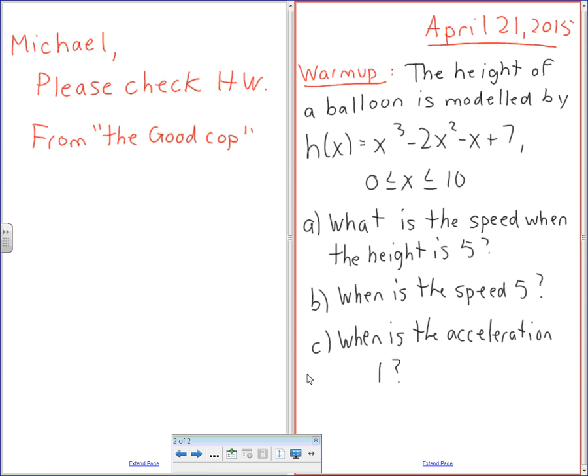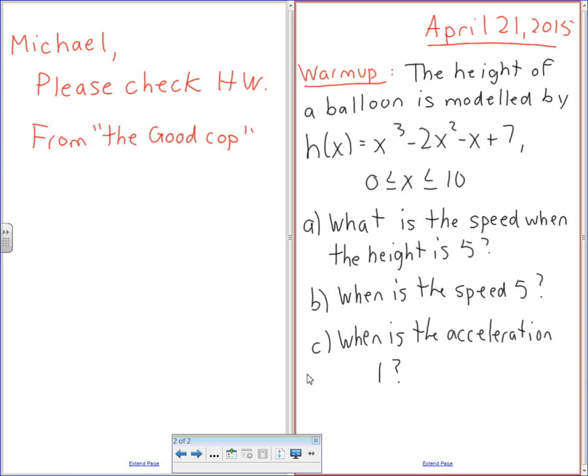All right, Matt was not here today. So Arden, I'd like you to tell him, if h is going to be your height, how would you find the speed and how would you find the acceleration? Oh, the speed is going to be the first derivative. Good. And the acceleration is the second derivative.